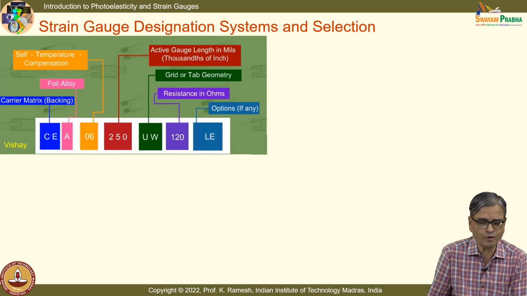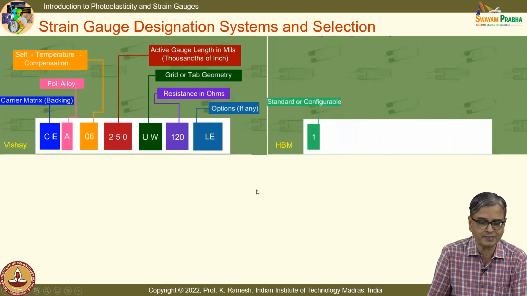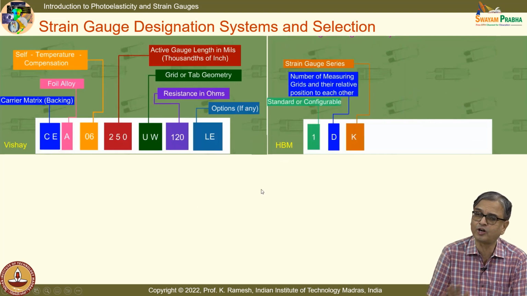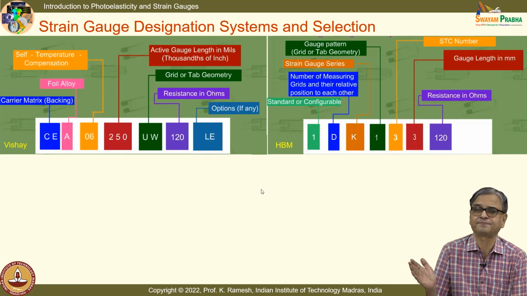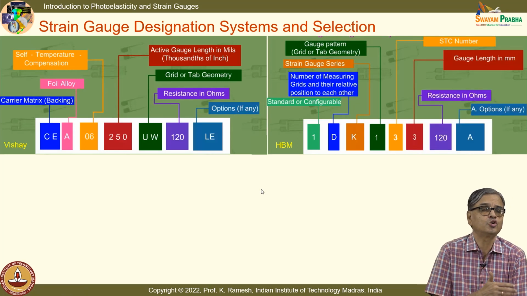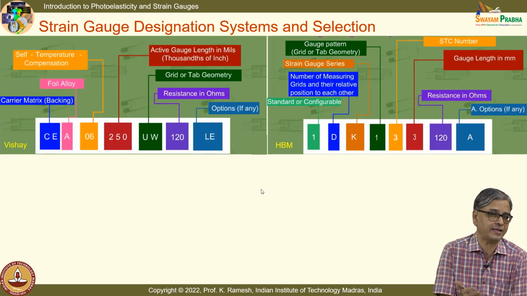And there are many options available. And there are two companies, one is Vishay Micro-Measurements, another is HBM, they are the ones dominating strain gauges, and they have different systems. So you should know, if you are using them, there are thousands of configurations available.